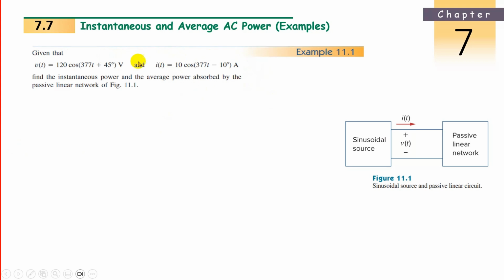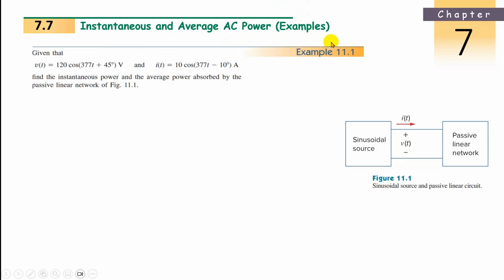Theta V minus theta I. Theta V is 45, theta I is minus 10. Don't say only 45 minus 10, which is 35; that is the wrong answer. It is 45 plus 10.